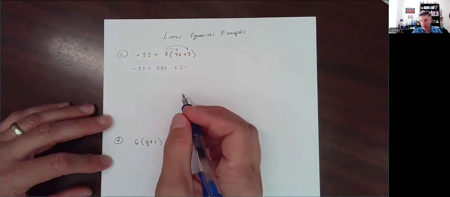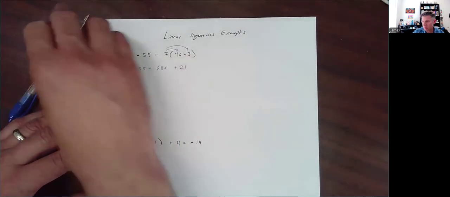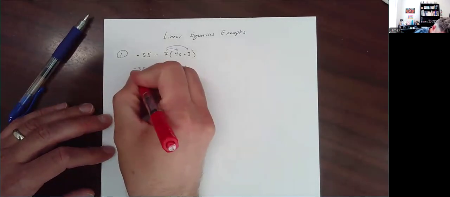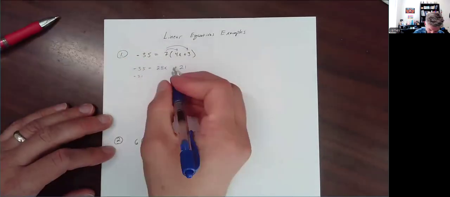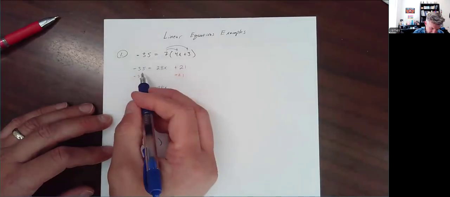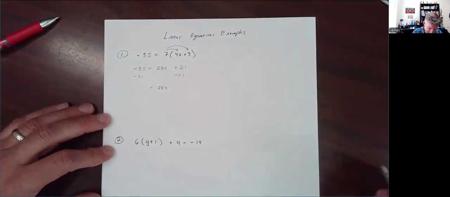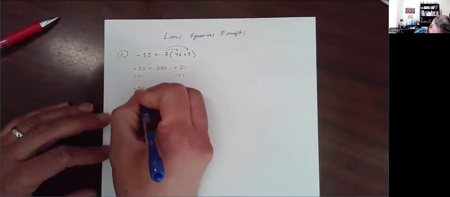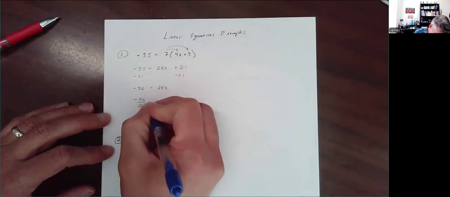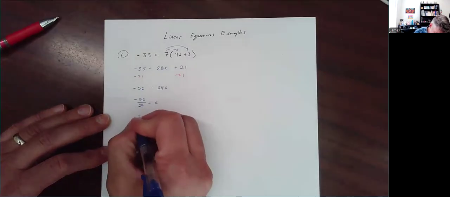And then I can collect all my x's on one side. I already have all my x's on the right, so I'm just going to subtract 21 from both sides. Negative 21 minus 21 is 0. So I get 28x on the right. And -35 minus 21, it's like 35 plus 21, but negative. So that's going to be, what, 56? So -56. And then divide both sides by 28. So -56 divided by 28 is equal to x. But -56 divided by 28 is -2. So that's -2 equal to x.